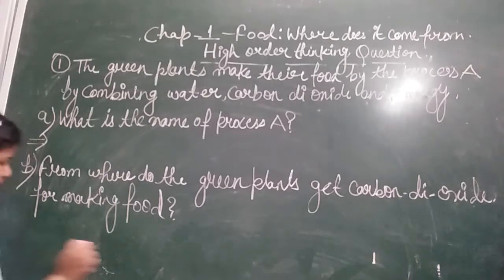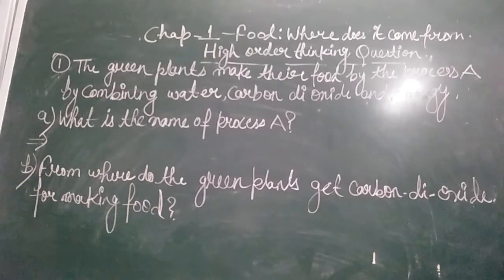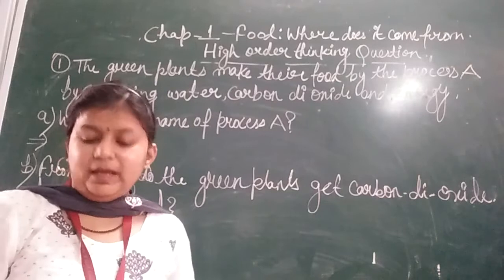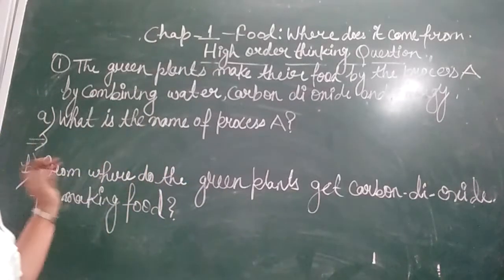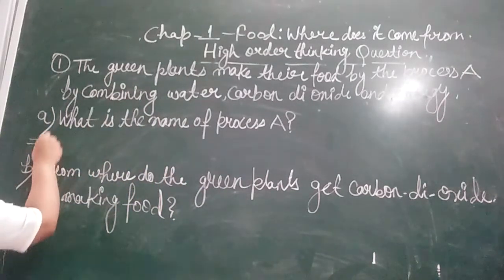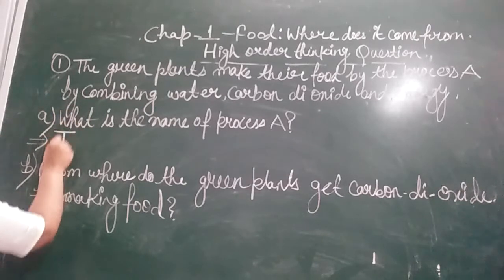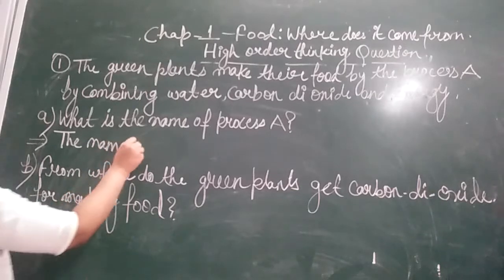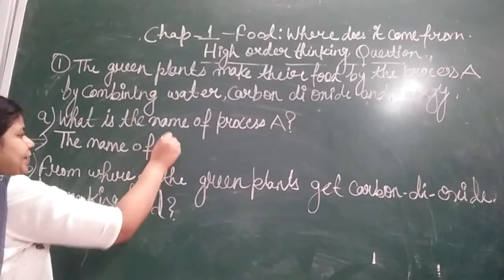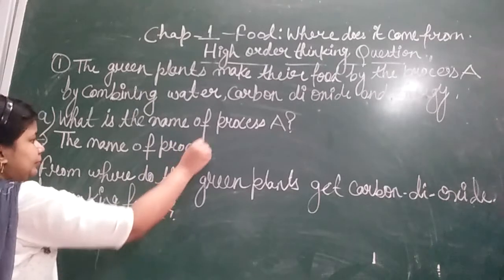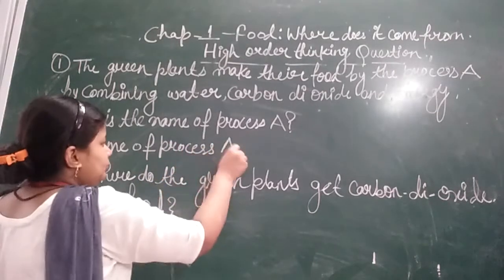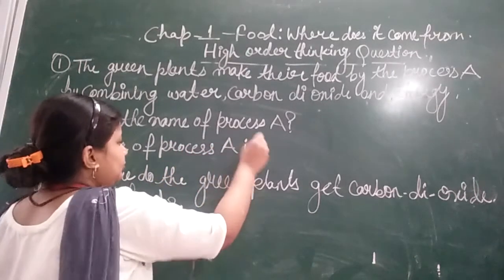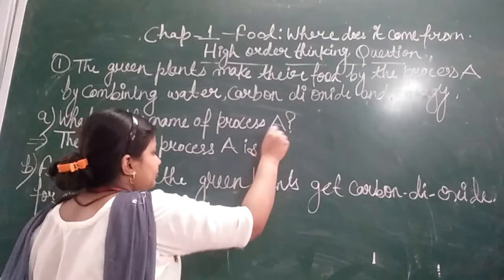Now let us answer. The process A is photosynthesis. So we will write: the name of process A is photosynthesis.